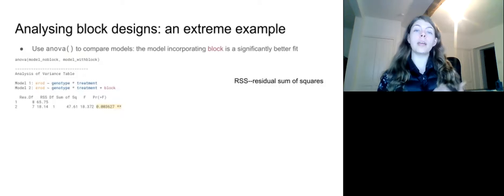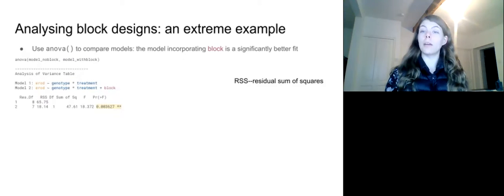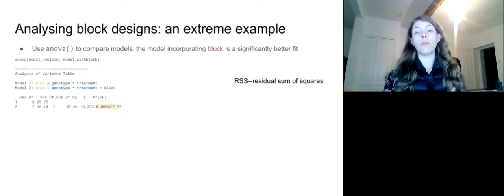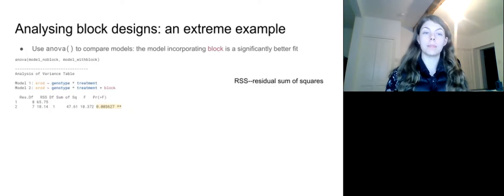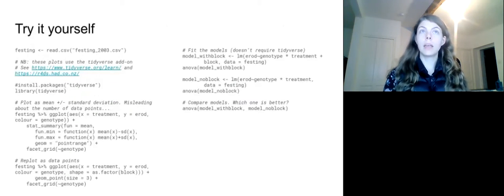Finally, as an aside, we can also convince ourselves that the block effect model is actually a better fit to the data. We can do this by using the ANOVA function to compare the 2 model fits themselves. Although by accounting for the block effect, we lose a degree of freedom, estimating that block effect reduces our residual sum of squares and thus produces a better model fit, as indicated by this p-value. Again, here's the code that you can use to try this yourself.